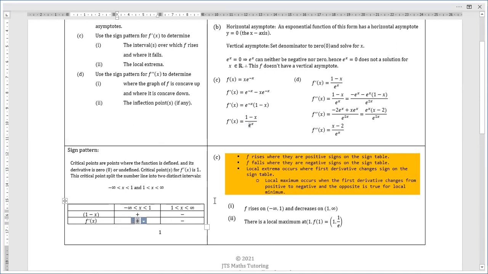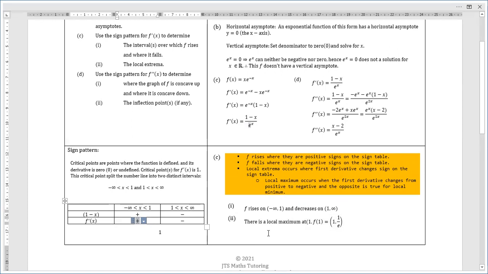We can see here that f rises within this interval because this is where it is positive, and f falls within this interval here because this is where it is what? Negative. So there we are. That's the answer to that question.